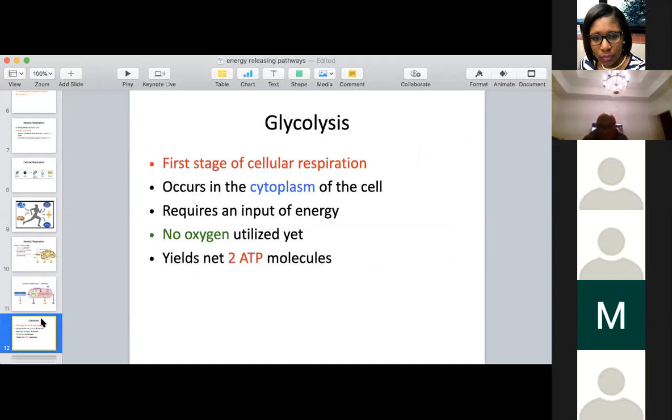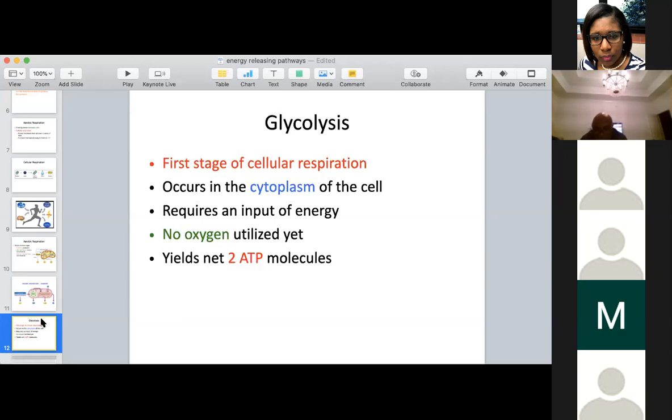As you do your reading through your modules, you're going to start to see the term net energy yield, net energy production. That's because there's energy also being used. So as you're reading and getting an understanding for how many ATP molecules are being made at each step, you have to consider that energy is also being used. So we're concerned with our net energy production.